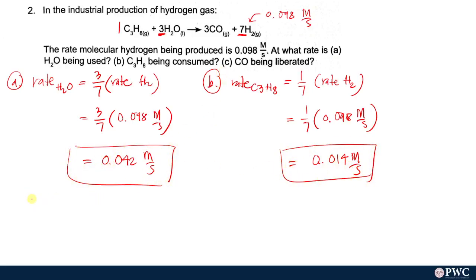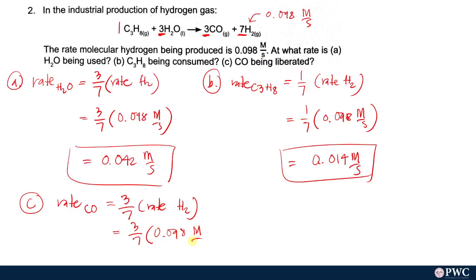Then lastly, we have the rate of CO being produced by the reaction. So here, the ratio between CO and H2, that's 3 over 7. That's 3 over 7 times the rate of H2. And it's the same with the H2O because they have the same ratio compared to the H2. 3 over 7. Again, the rate of H2 is given at 0.098 molar per second. If you solve this one, it is equal to 0.042 molar per second. So that's the answer for this item.